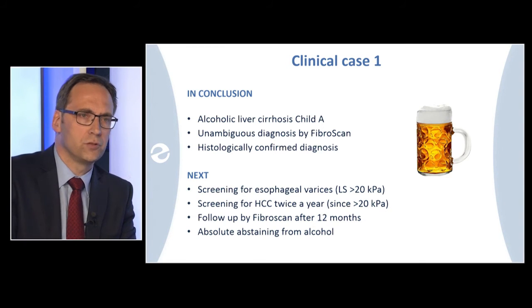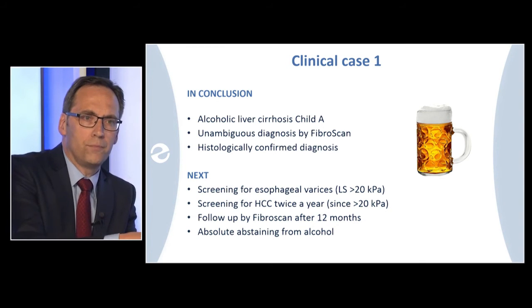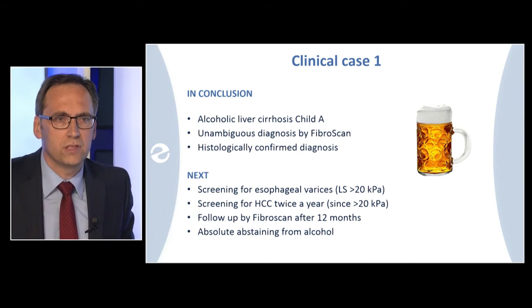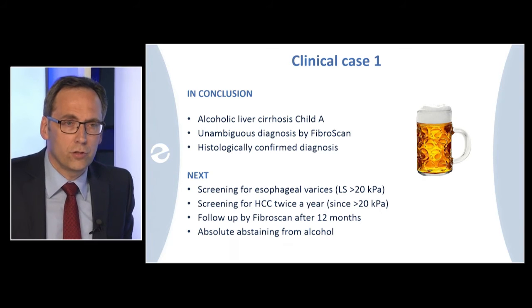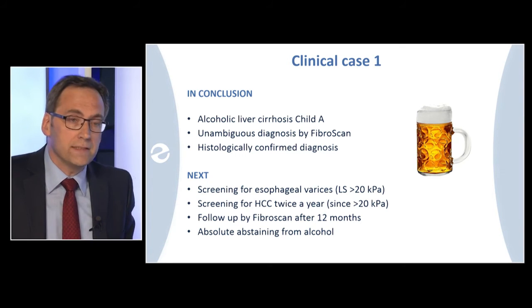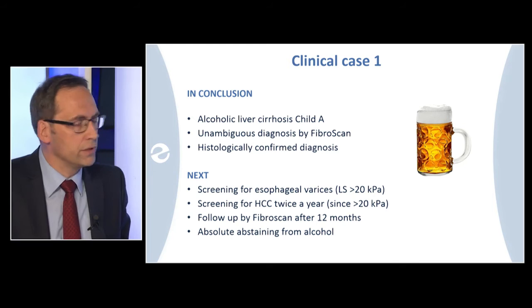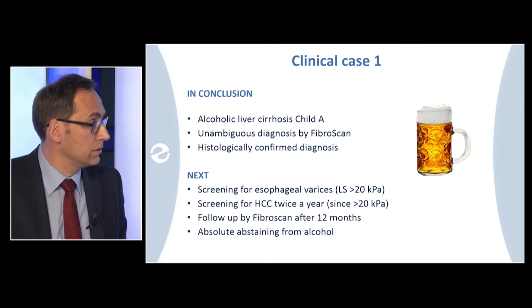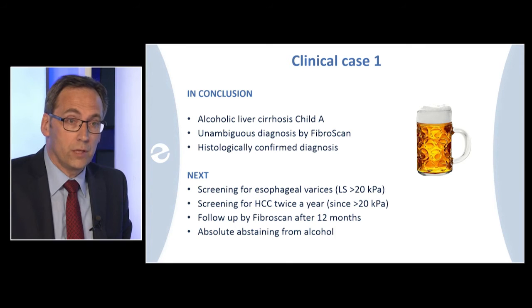To sum it up, it is a patient with Child A cirrhosis. In this case it's histologically confirmed. And it really has consequences for this patient now. He needs to be screened for varices. He needs to have an endoscopy. He needs to do the liver cancer screen, right? And I would follow up the guy yearly to see whether this stiffness increases, although that is not in any guideline.